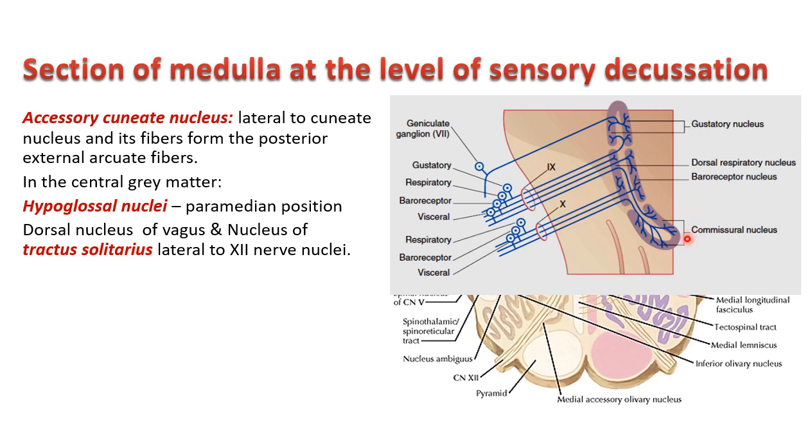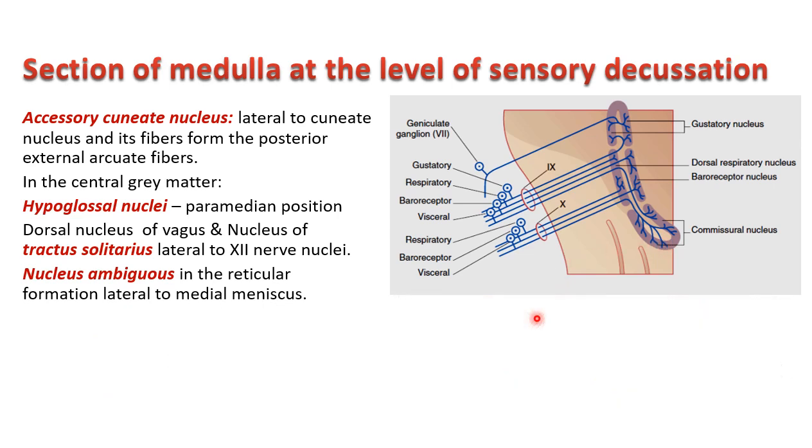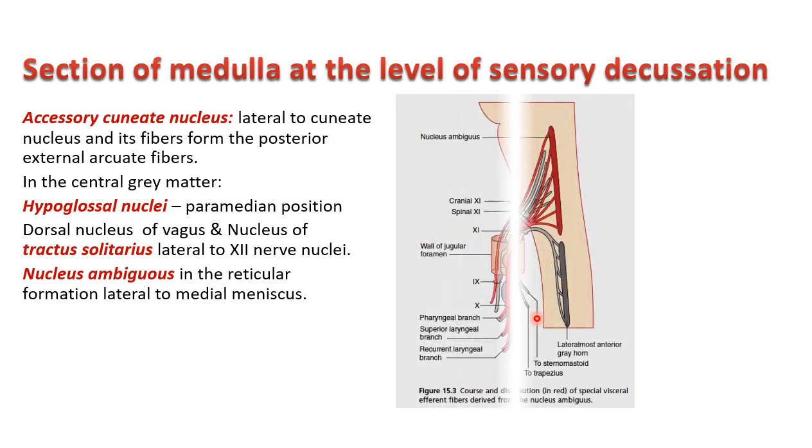And then you have the commissural nucleus, which is again a part of the vagus only. The dorsal nucleus of the vagus joins with the gustatory nucleus, forming your commissural nucleus. Then one more nucleus more anteriorly, you see the nucleus ambiguus. So the function is not known, that is why they have kept it as nucleus ambiguus. Seen in the reticular formation more ventrally.